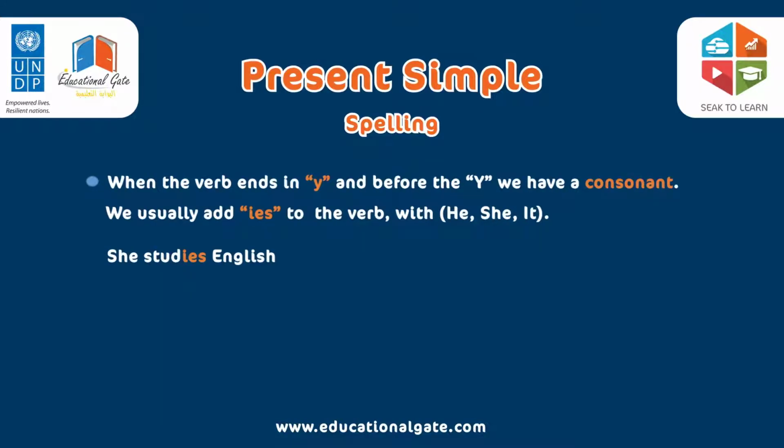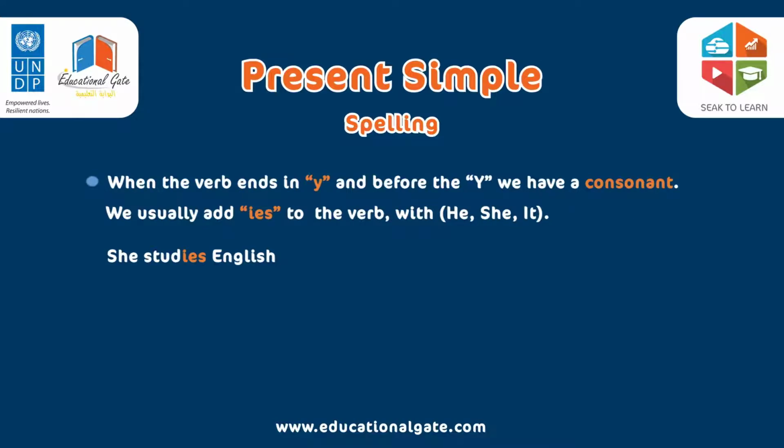Now, what if the verb ends with Y, and before the Y we have a consonant? Usually, we drop the Y and we put IES. For example, she studies English. The verb study ends with Y, and before the Y we have D, and D is not a vowel. So in this case, we drop the Y and we put IES. If the verb ends with Y and before it a consonant, I drop the Y and put IES.